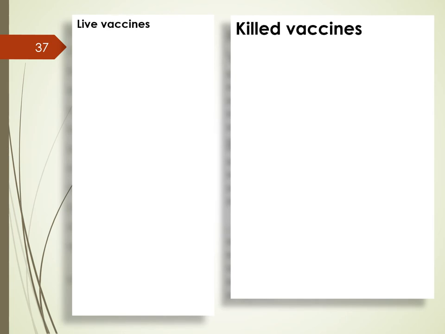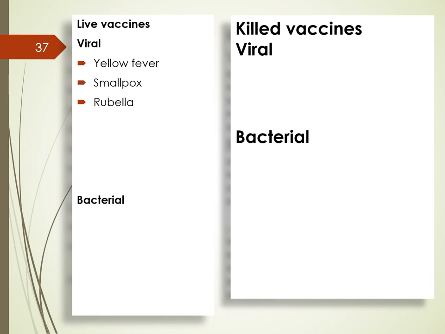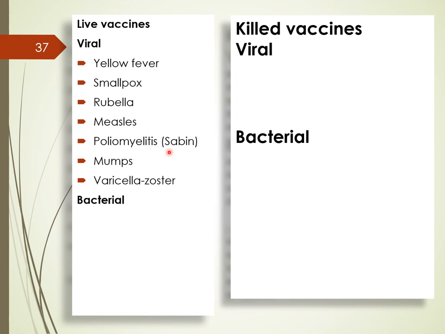So this is the list of the two types of vaccine, your live vaccine and your killed vaccine. We have your viral and bacterial for both vaccines. The live viral vaccines will be your yellow fever, smallpox, MMR, rubella, measles, polio, the Sabin type, which is your oral type, mumps, and your varicella zoster. So these are your live viral vaccines. And the bacterial will be your BCG, and bacterial toxoid vaccines, your diphtheria and tetanus.